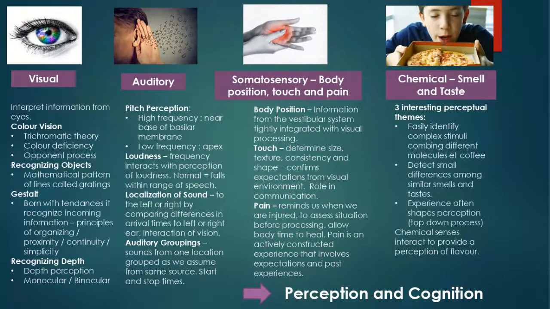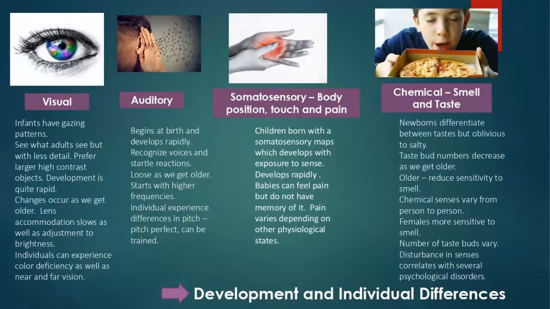So now we've got the stimuli, we've got the biology, and once the biology moves through to the brain, we've got how our perceptions and cognitions are shaped within each of these different senses. The other part of it is developmental and individual differences. Within each of these senses, how they develop is different, and there are differences between individuals. It's just important to recognize that.